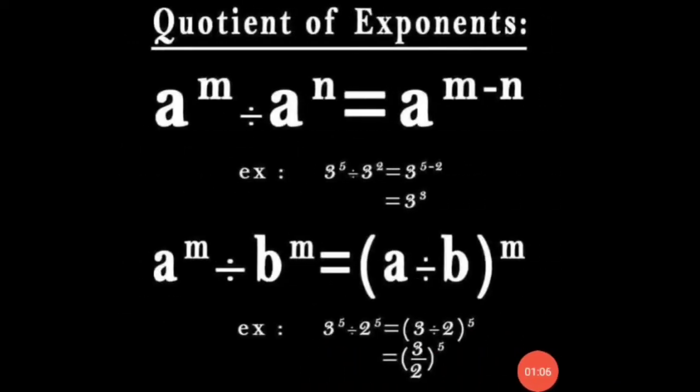The next most important formula is from the properties of exponents, the quotient rule. We have a raised to power m divided by a raised to power n, which we can write as a to the power m minus n. For example, we have 3 raised to power 5 divided by 3 raised to the power 2, so we can write 3 to the power 5 minus 2, which gives 3 cube.